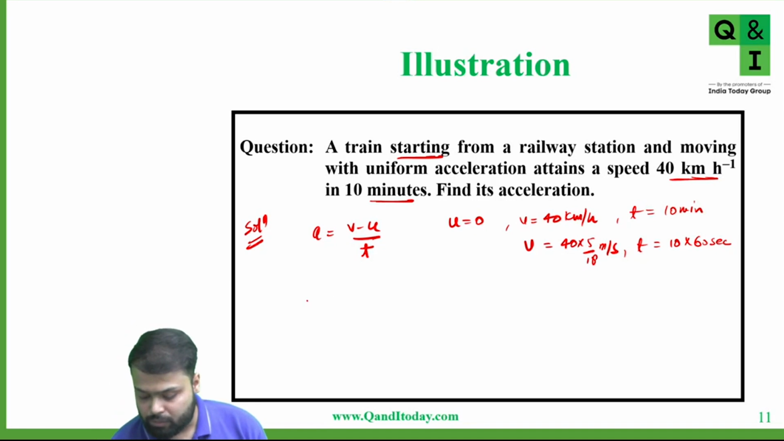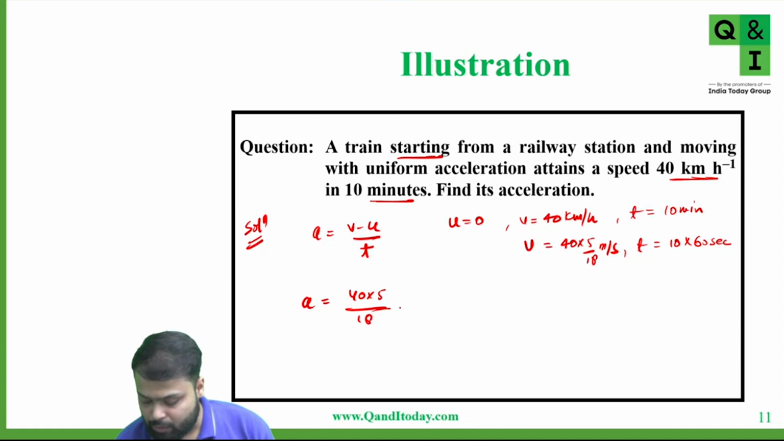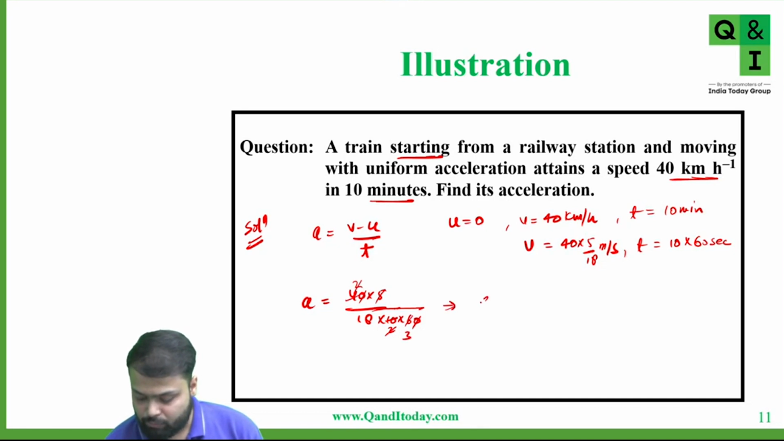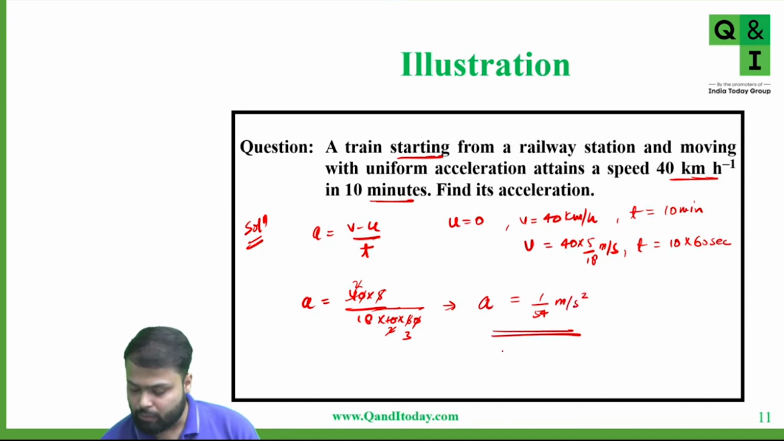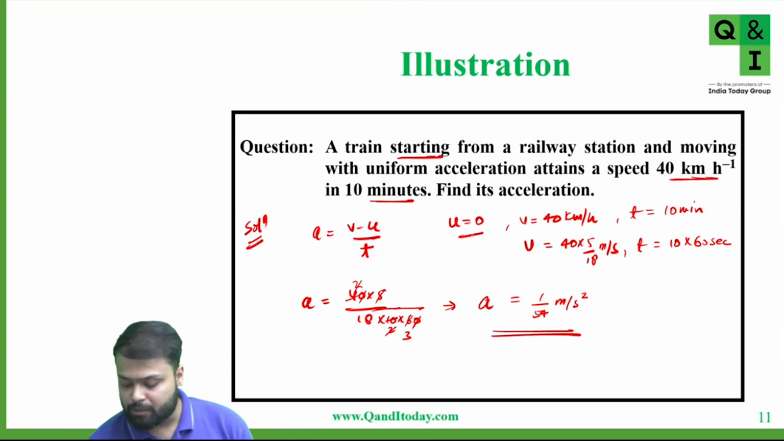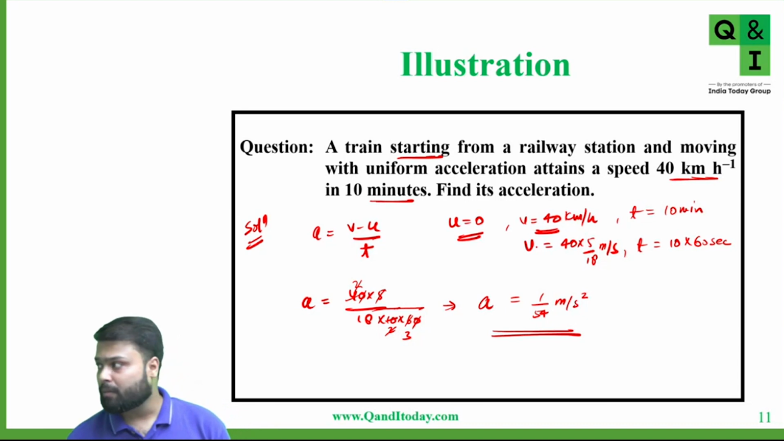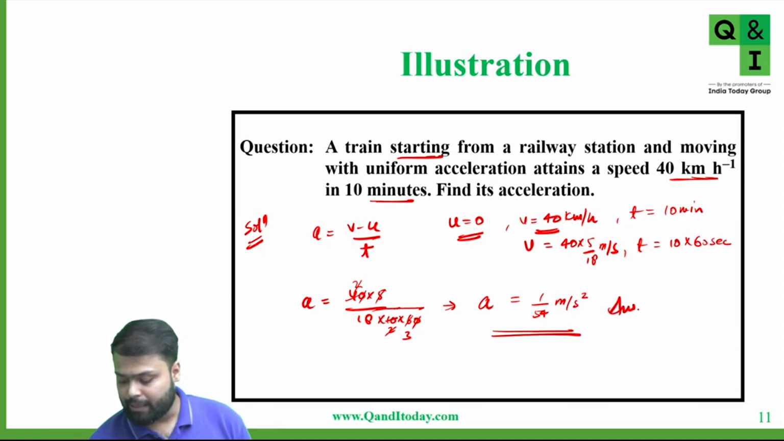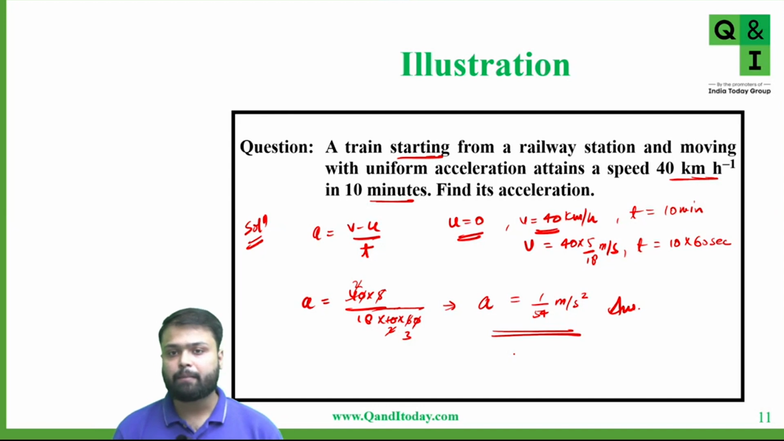Now put the values. So acceleration is final speed, which is 40 into 5 by 18 minus 0, divided by 10 into 60. Cancel by 10. Now 5 into 2, 2 into 2, 2 into 3. So acceleration is 1 by 18 into 3, that is 54. So 1 by 54 meter per second square, and here acceleration is positive. That means speed is increasing, because initial speed is 0 and after 10 minutes speed is 40 kilometer per hour. So this is your answer: acceleration is 1 by 54 meter per second square.